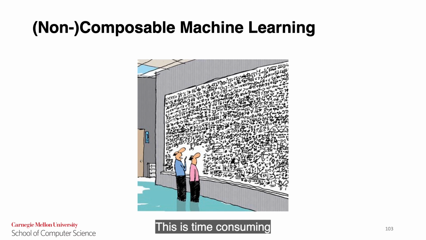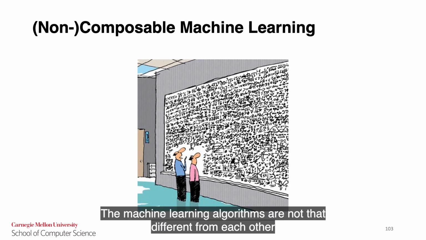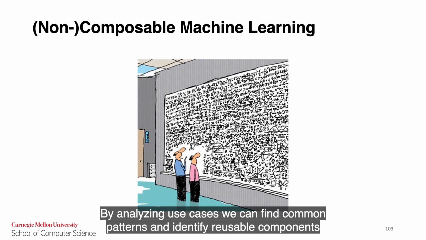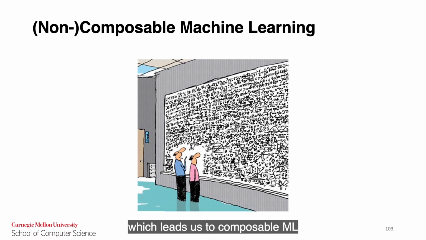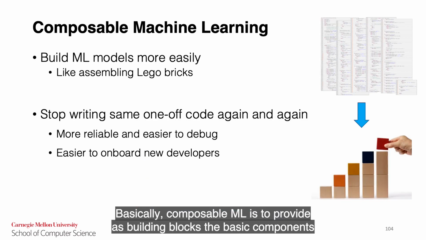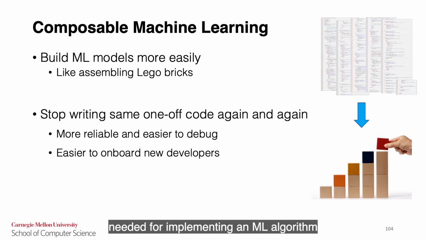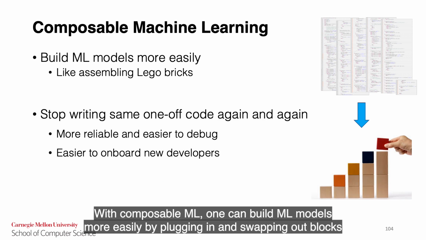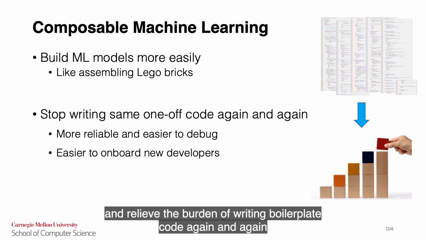This is time-consuming. But machine learning algorithms are not that different from each other. By analyzing use cases, we can find common patterns and identify reusable components, which leads us to Composable ML. Basically, Composable ML is to provide as building blocks the basic components needed for implementing an ML algorithm. With Composable ML, one can build ML models more easily by plugging in and swapping out blocks, and relieve the burden of writing boilerplate code again and again.